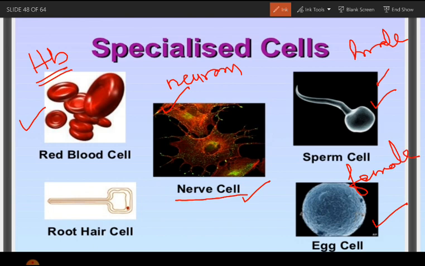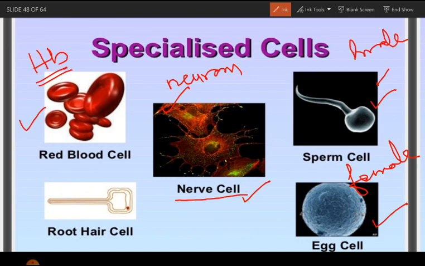Sperm cells swim towards the egg cell, and after fertilization zygote is formed, and next the development of zygote results in the formation of an individual. So these are specialized cells which are present in the body of a multicellular organism.